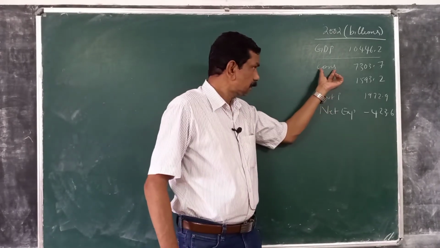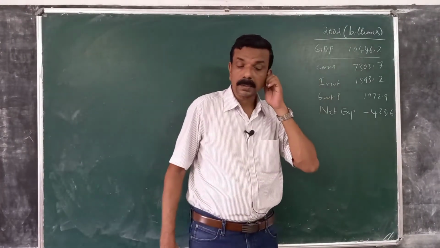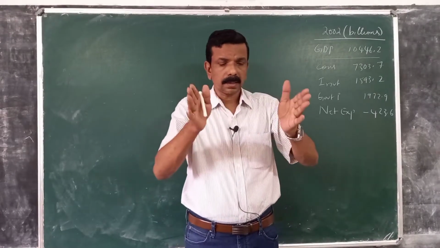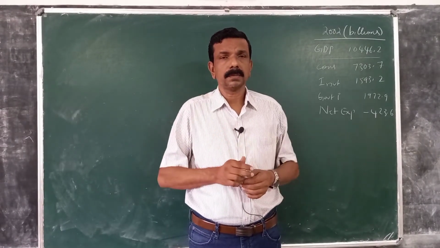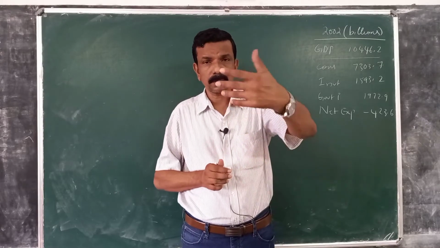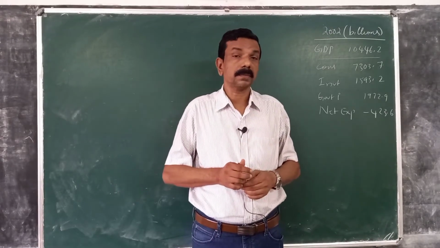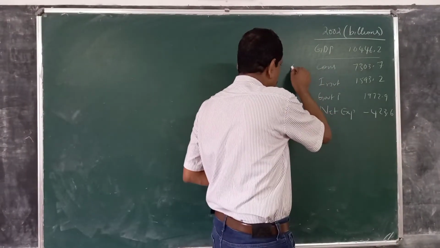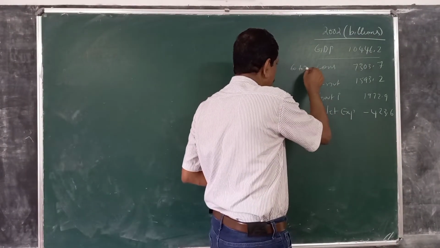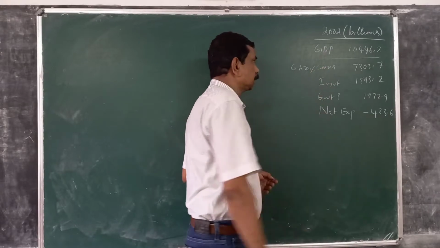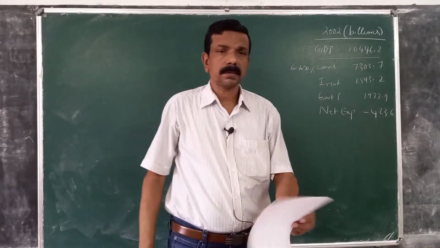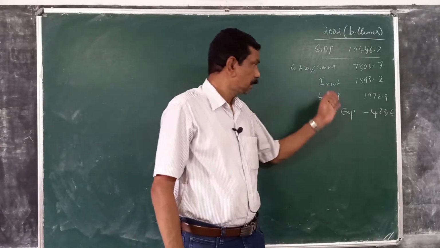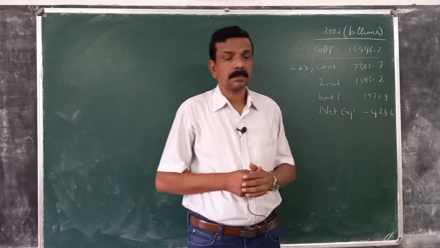The first component is consumption component. It can be broken down into consumer durable goods, consumer non-durable goods, services, etc. And this constitutes 60 to 70% of GDP. Consumption component accounts for 60 to 70%.